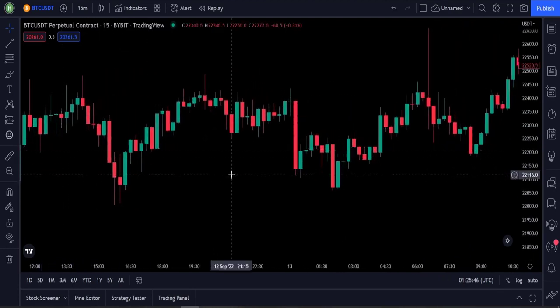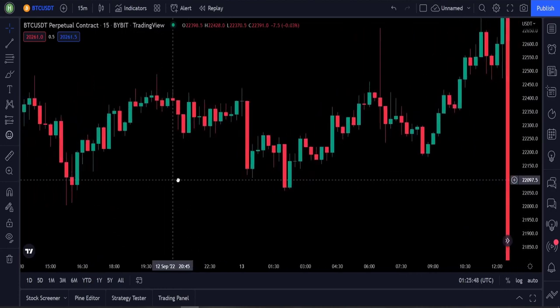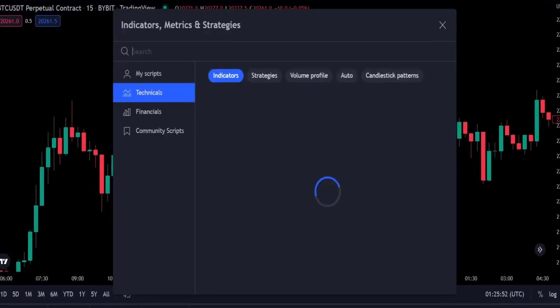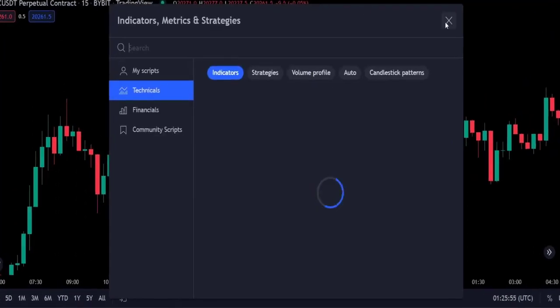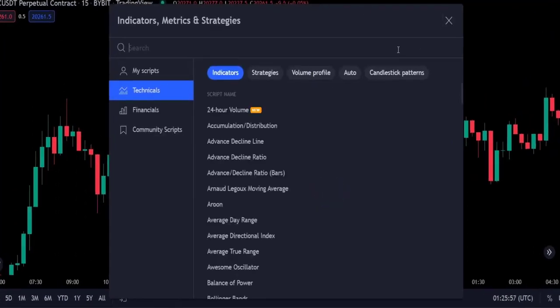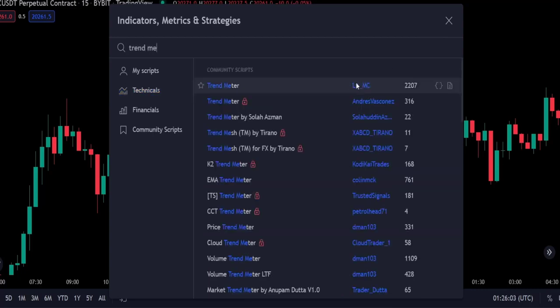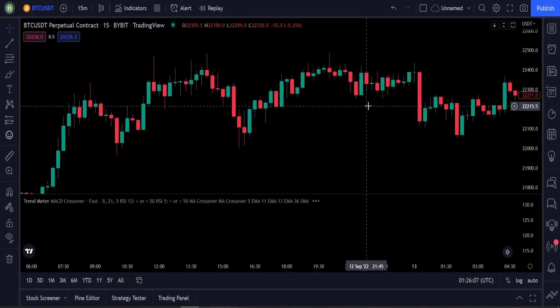So when you load up TradingView, this is what it's going to look like on regular candlesticks and the 15-minute time frame. Now we're going to add the indicators that I've explained before. For this, we'll go in the Indicators tab and search Trend Meter. This one right here, by LIJ_MC. We'll add that.